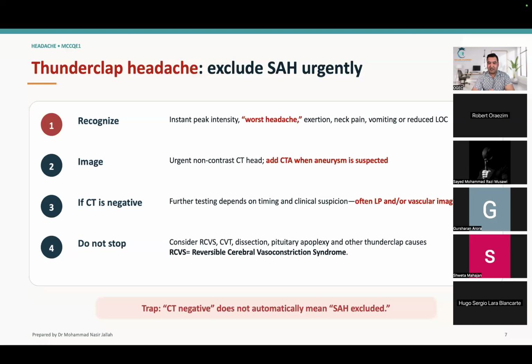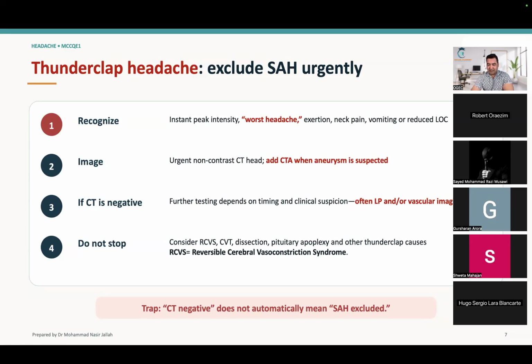Consider RCVS or CVT, dissection, pituitary apoplexy, and other thunderclap causes. So, trap: CT negative does not automatically mean subarachnoid is excluded. If you're suspecting subarachnoid hemorrhage and CT is negative, it doesn't mean it's not subarachnoid hemorrhage. What is your next step? Do an LP. Okay, so the reason I put it here, it's a trap. Do not fall for this trap.